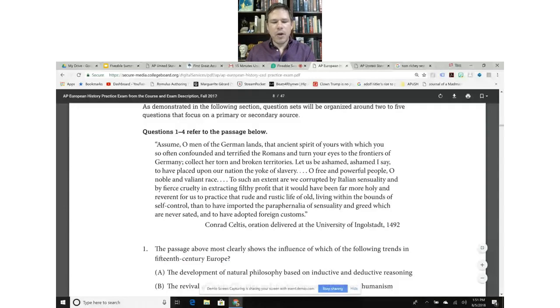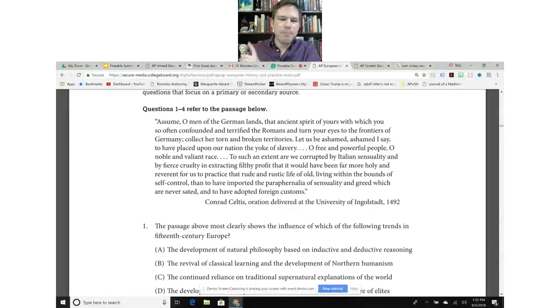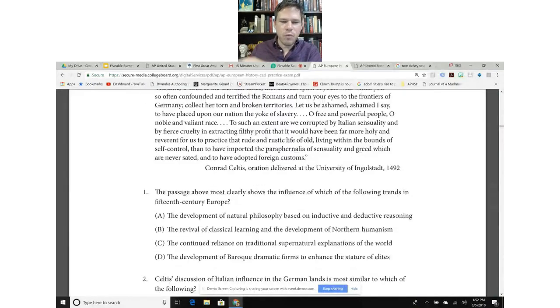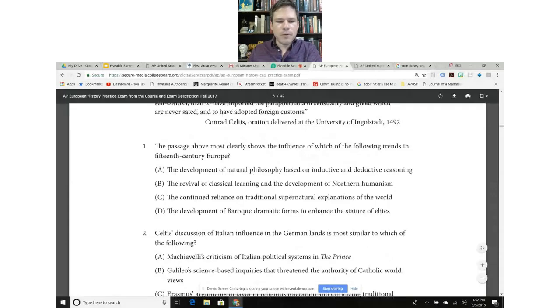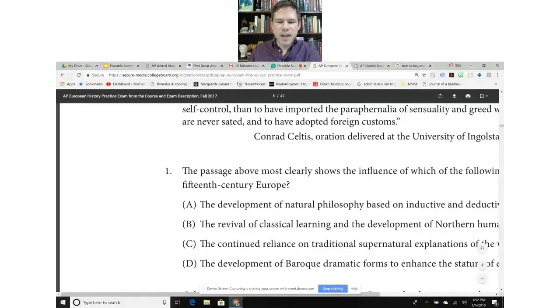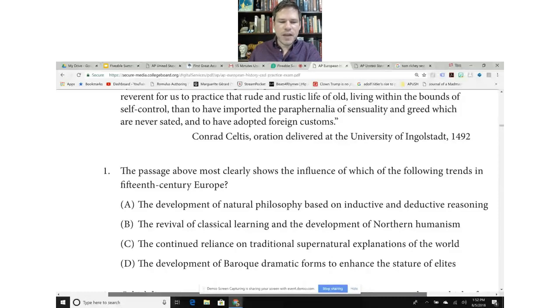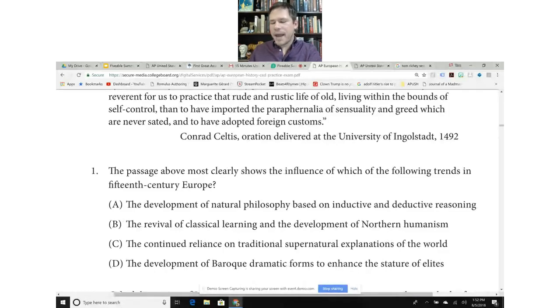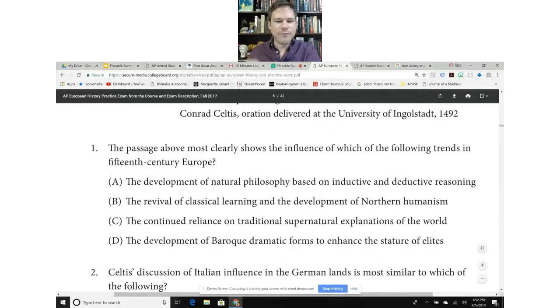So we see here Conrad Celtis, oration delivered at the University of Ingolstadt, 1492. O men of the German lands. Now, we probably have to look at this, but just to make a point, let's look at question 1. The passage above most clearly shows the influence of which of the following trends in 15th century Europe. In order for that passage to show this, it has to be one of the trends. So, the development of natural philosophy based on inductive and deductive reasoning.